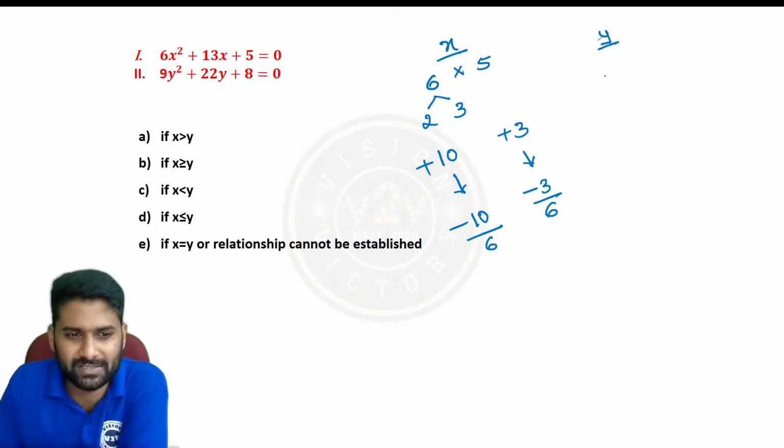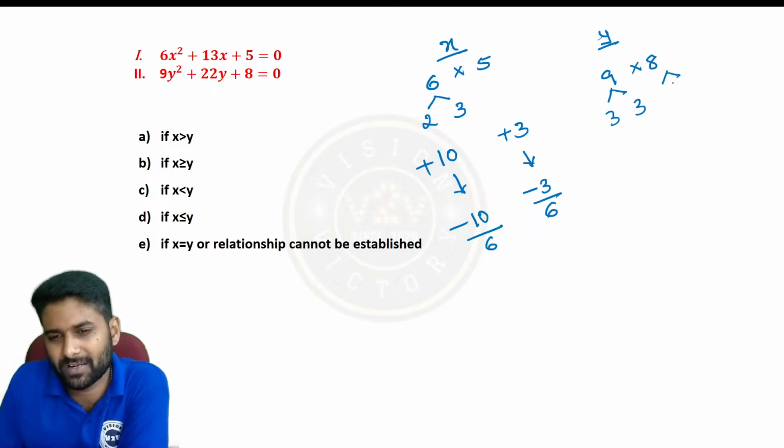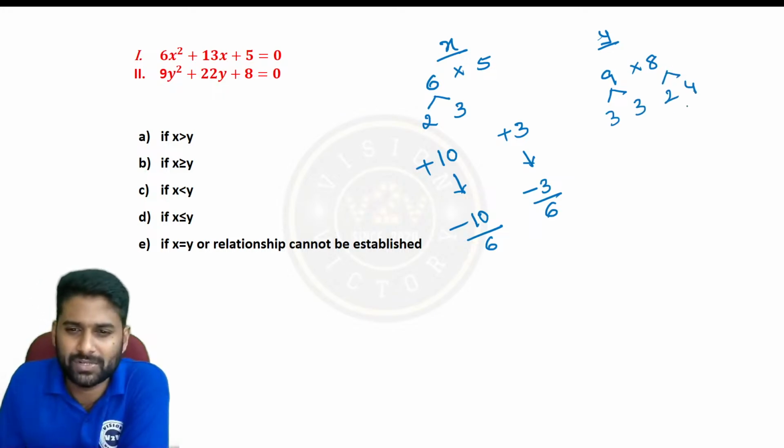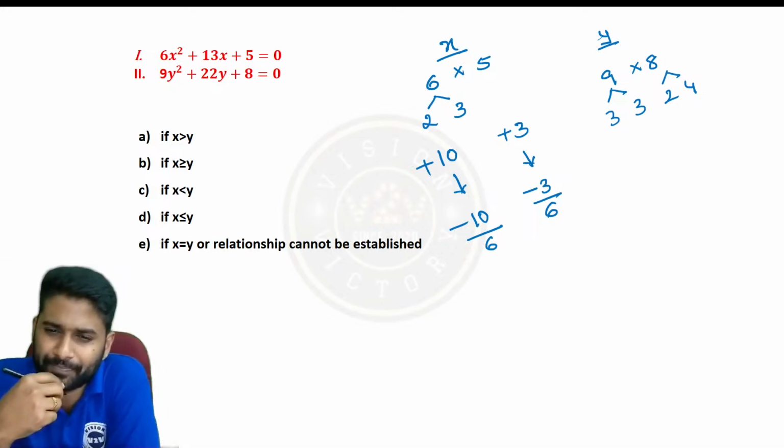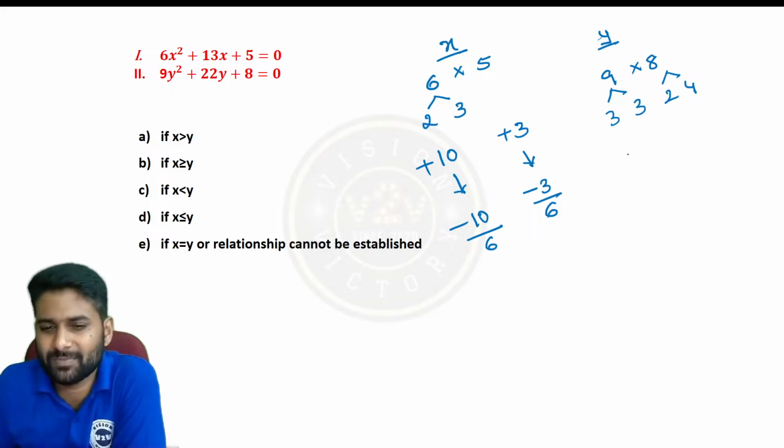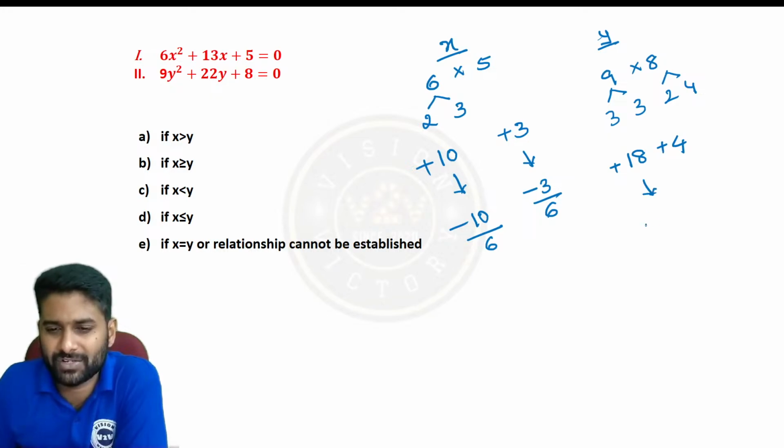Move to the y factors here. 9, 8. You can take 9 as 3 into 3, product factors. This is 2 into 4. So can we take these values, 4 threes are 12, 12 plus 6? It's not possible. 9 twos are 18. Guys, it's possible. 18 and 4. And the final factors should be minus 18, minus 4, divided by 9.